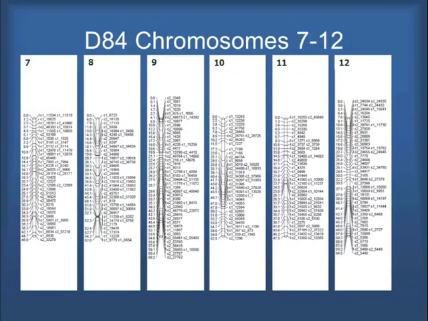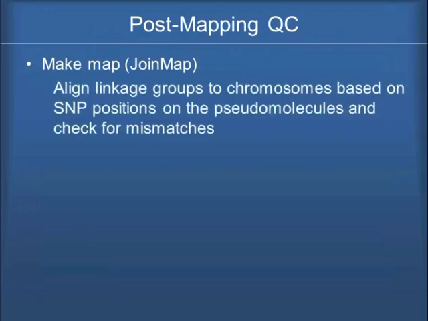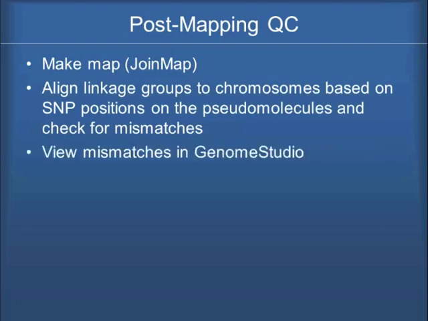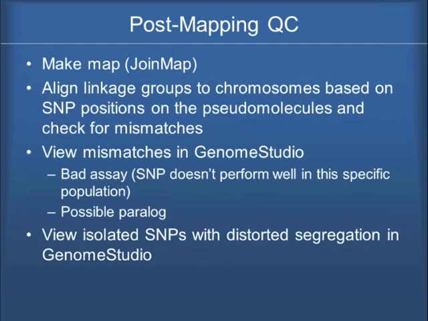And so that's what we have here now: chromosomes 1 to 6 associated with the linkage groups, and here from 7 to 12. So that's the process that we go through. So we've made the map, and we align them with the pseudomolecules. And what we need to do now is look for mismatches. Okay, let me take a minute and talk about that.